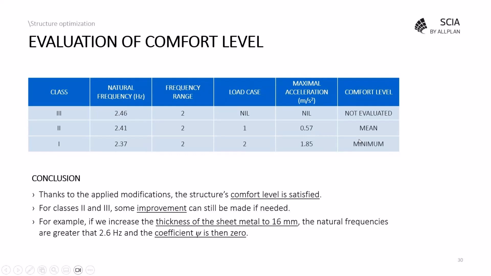But we can still apply some improvements on our model. So according to the guideline, we can see that we can increase the thickness of the sheet metal to 16 millimeters. So now the natural frequencies will be greater than 2.6 hertz, and the coefficient psi will be equal to 0, and the analysis will not be necessary for class 2 anymore. And for class 1, we will fall into the load case 3, which would need us to use the second eigenmode. But as we have seen earlier, the second eigenmode in the vertical direction has a very high frequency. So in that case, we can also consider that the analysis can be neglected. So this was what I wanted to present today.